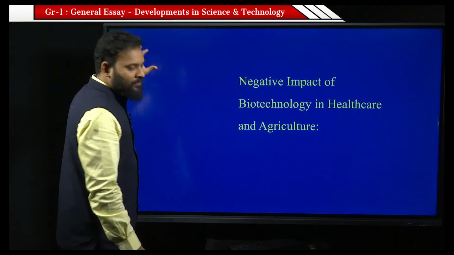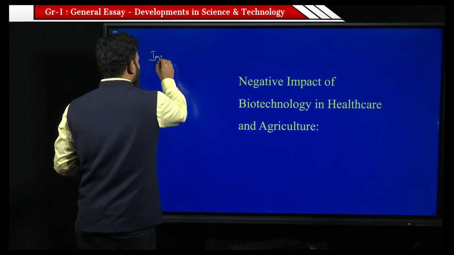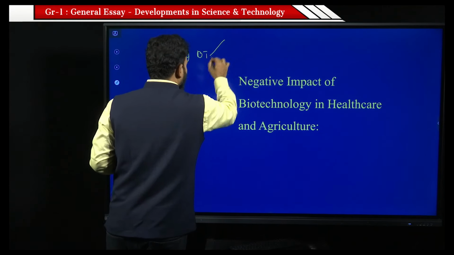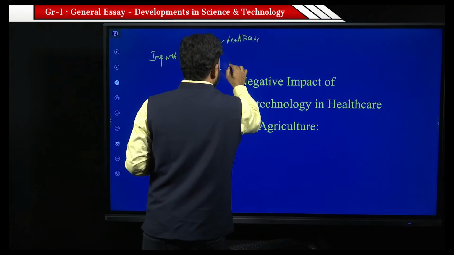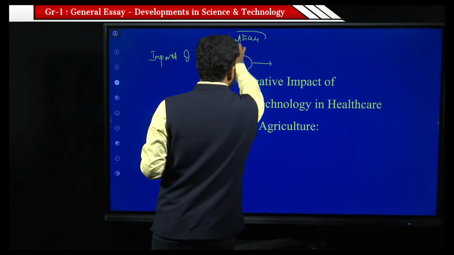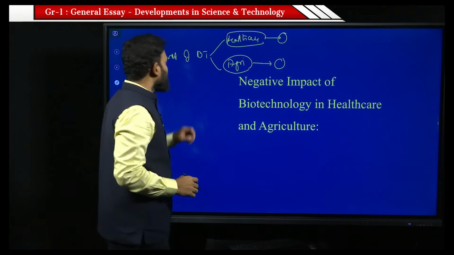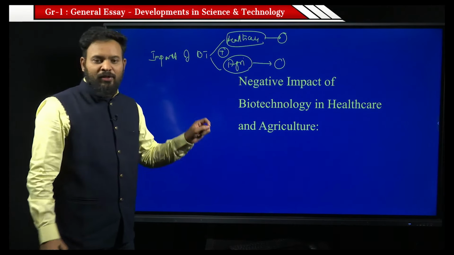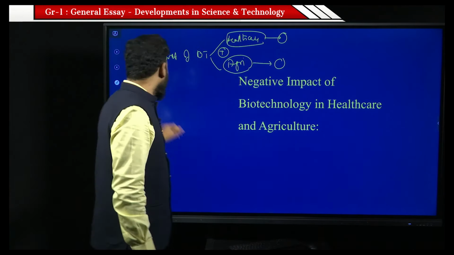Then till now we have seen the impact of biotechnology in healthcare and agriculture. We have seen how it is helping positively in healthcare and positively in agriculture. So till now we have seen the positive things. Let's see some of the negative things, the negative impact of biotechnology in healthcare and agriculture.